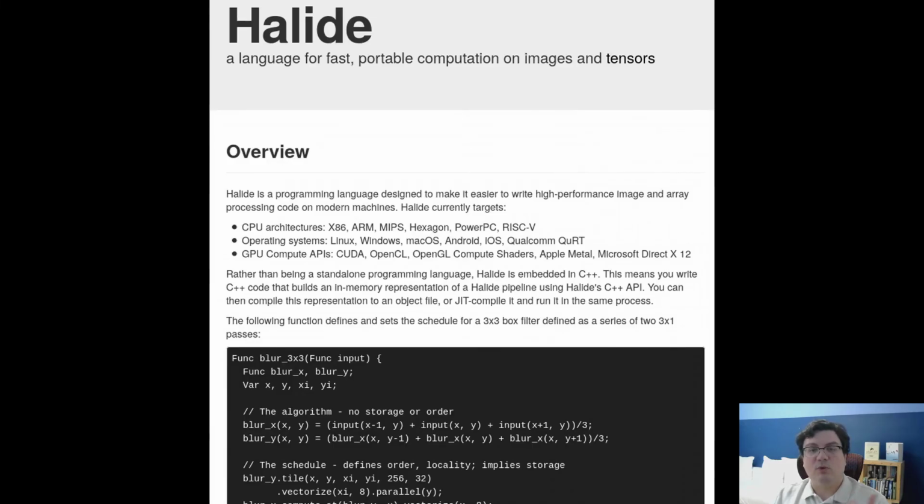This principle was taken to the extreme by the Halide programming language. It enables expressing complex imaging applications and separate algorithms from execution.